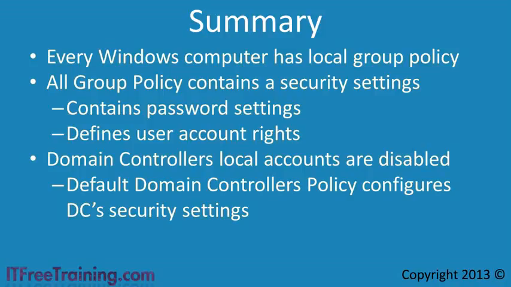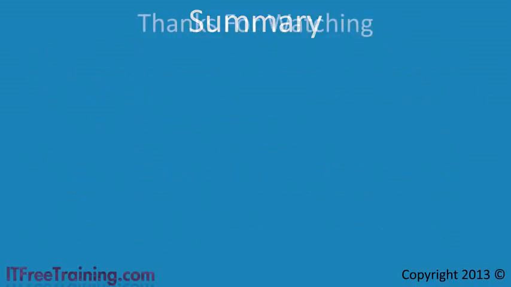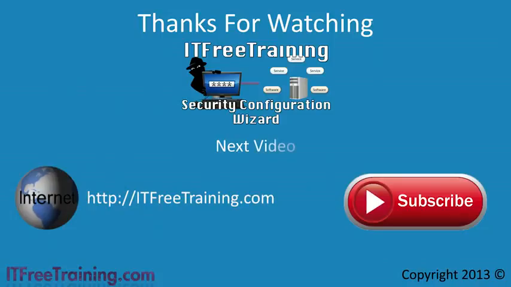Once you have the security settings part of group policy configured the way you want, this can be exported to an INF file and imported into a domain or local group policy. Microsoft also supplies a security configuration and analysis tool to compare the settings in the INF with what is configured locally. In the next video, I will look at the Security Configuration Wizard. This tool allows the administrator to configure additional security options like firewall rules and security for services.